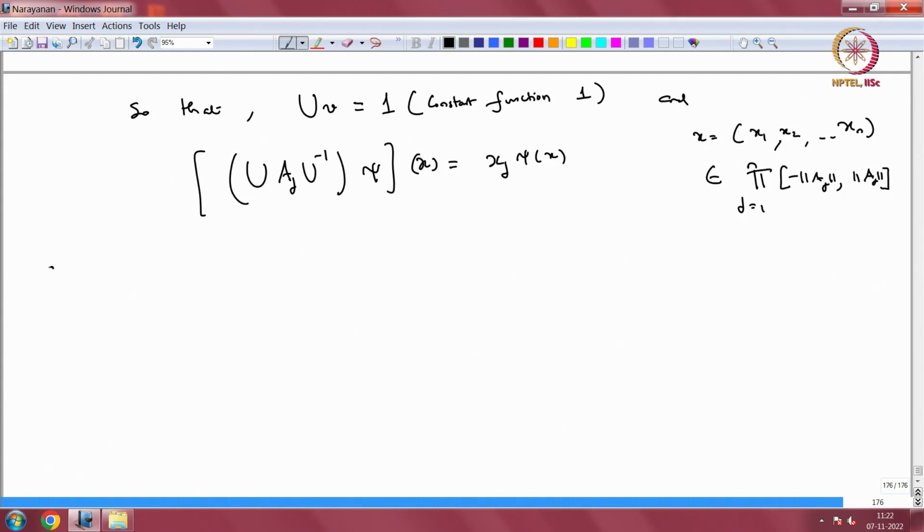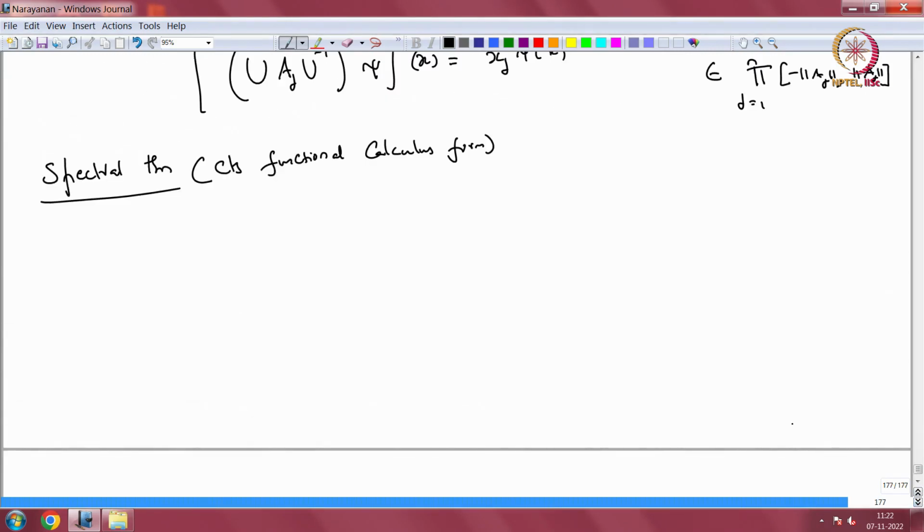So, the spectral theorem, in the continuous functional calculus form. Again, we start with a family which is self-adjoint and commuting. So, let script A be equal to A1, A2, etcetera, An, self-adjoint and commuting.